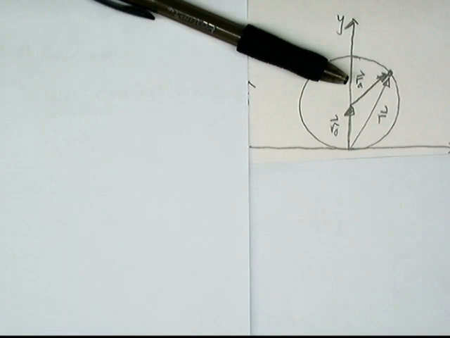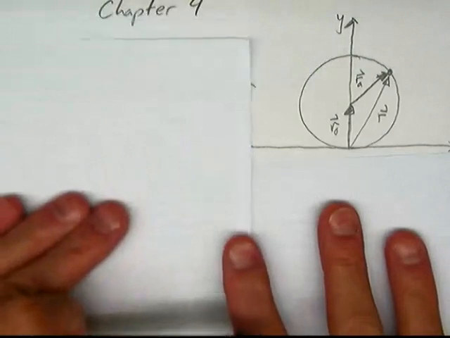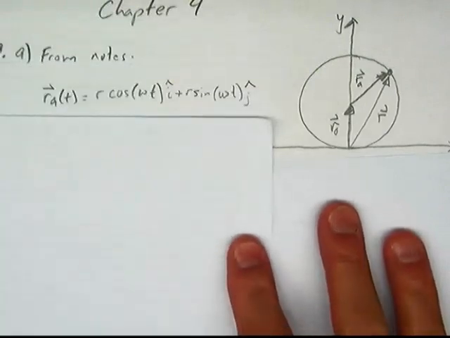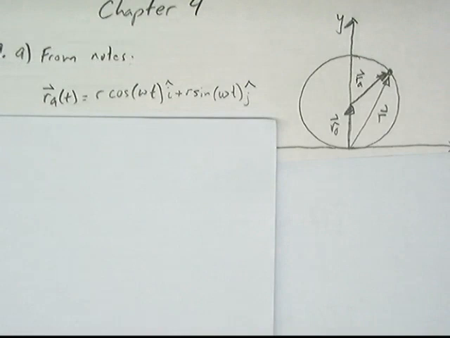That works out from a purely vector point of view, but there are some nitty-gritty details that you run into trouble with. From the notes, the position vector as measured from the center of the circle, where the center is the origin, is r cosine omega t i plus r sine omega t j. Remember that? However, there's a little problem with this. When t equals 0, what direction is r sub a pointing?